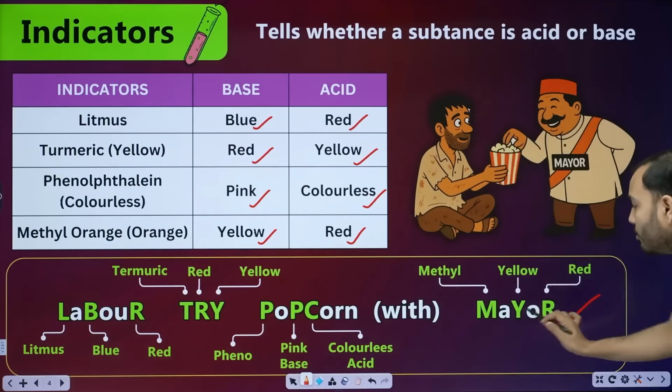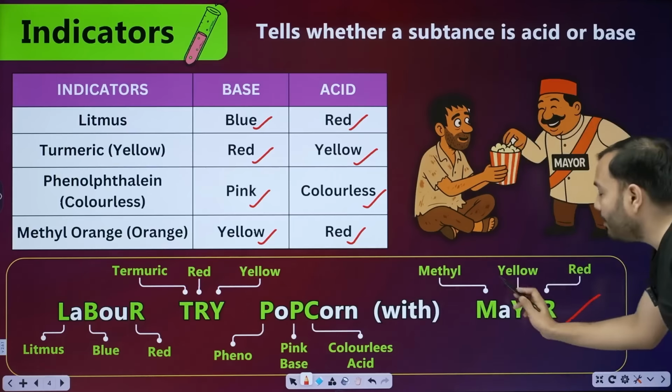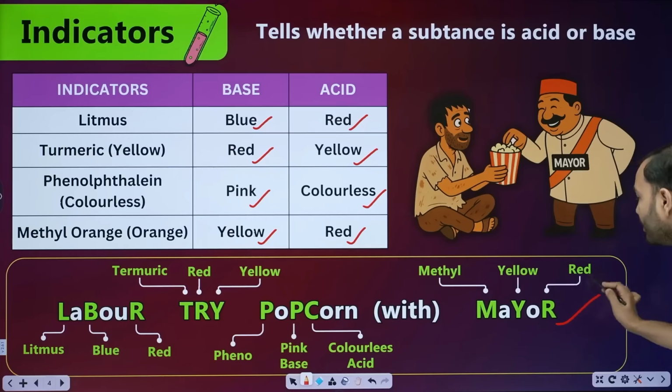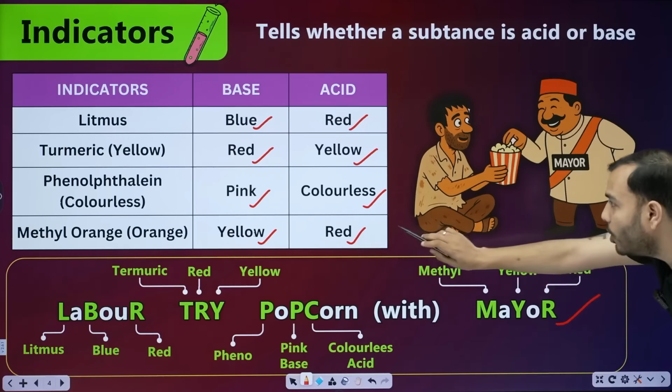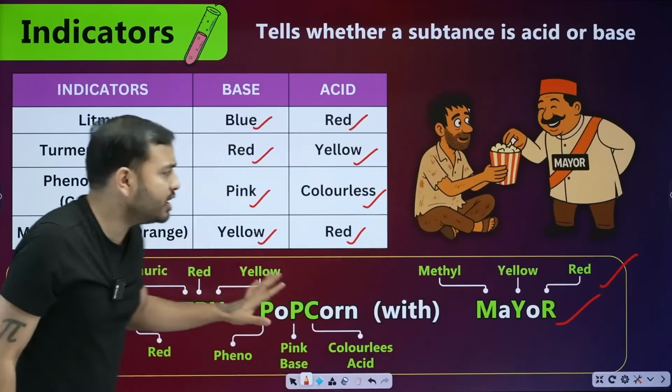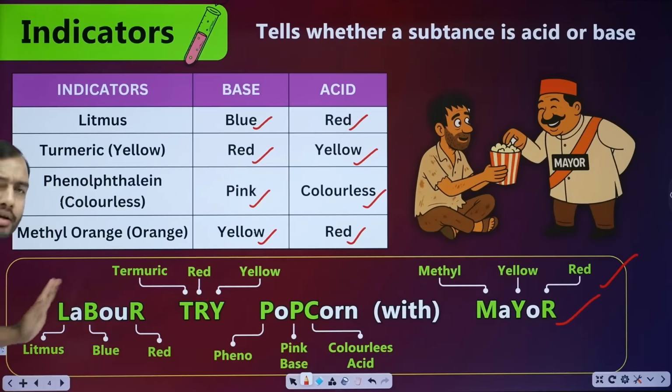Then comes MYR. Look carefully. M means methyl, methyl orange. Y yellow, R red. So yellow is base and red is acid. So pause once and memorize it quickly. Quickly take a screenshot and memorize LBR.